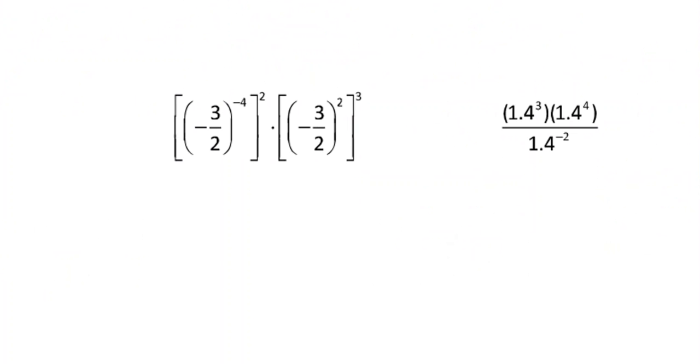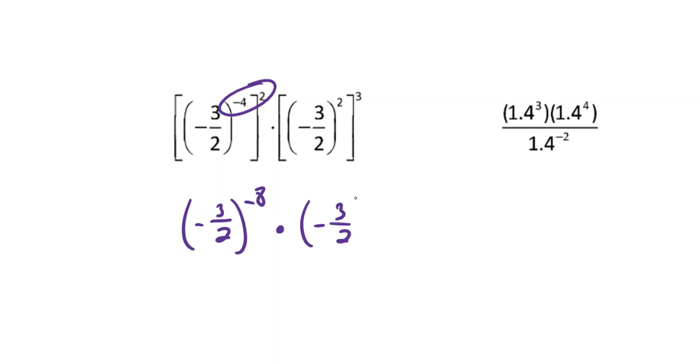Let's do this one. It's like the same question, isn't it, for the first part? So we'll do those ones first. That's the same thing as negative 3 over 2 to the power of negative 8. And I'll write the next one out here too while we're at it. That'd be the same thing as negative 3 over 2 to the power of 6.